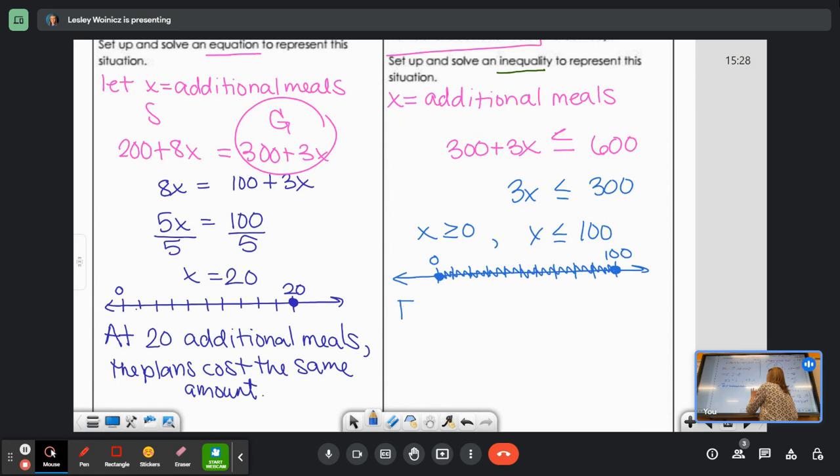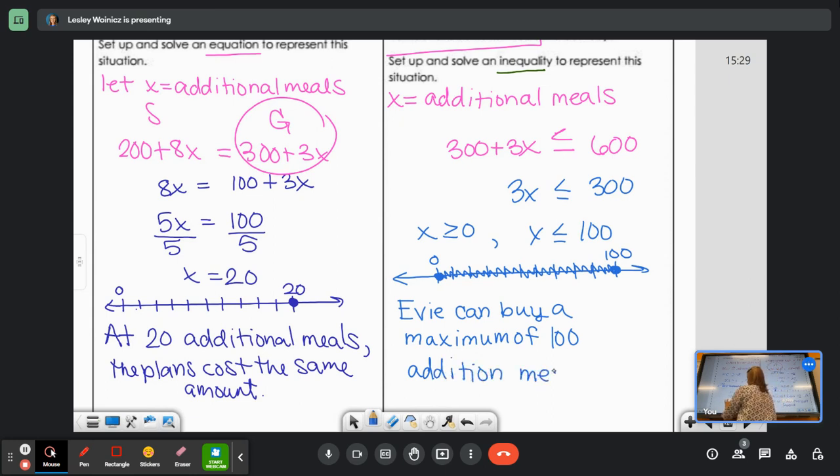Okay, so Evie can spend a maximum of 100. Whoops, not spend, buy. Sorry, that's my fault. Buy a maximum of 100 additional, forgot what I was doing, additional meals.